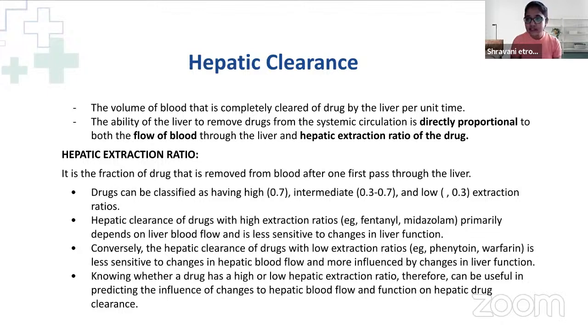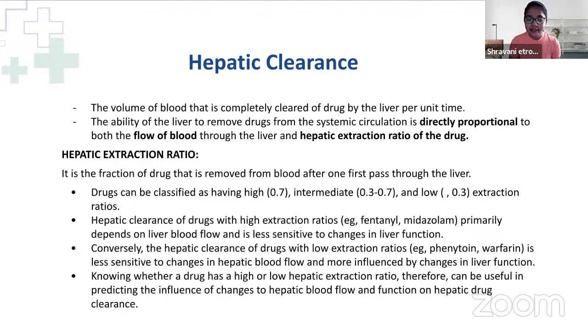And next comes the hepatic extraction ratio. It is the fraction of the drug that is removed from the blood after the first pass through the liver. And there are three different classifications: the high hepatic extraction ratio drugs, intermediate, and low. The hepatic clearance of drugs with a high extraction ratio primarily depends on blood flow and is less sensitive to changes in liver function.